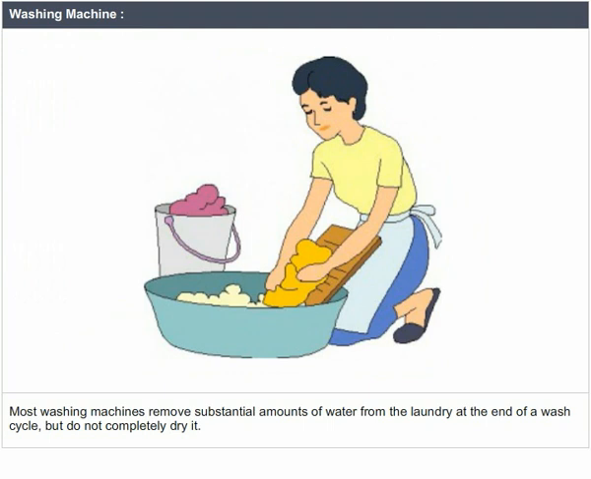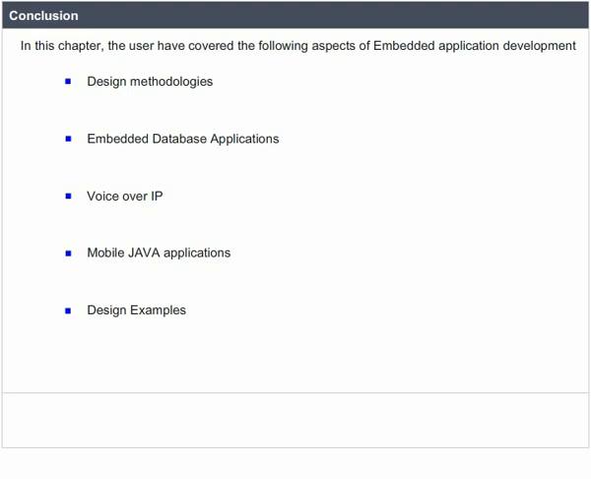Conclusion. In this chapter, the user has covered the following aspects of embedded application development: design methodologies, embedded database applications, voice over IP, mobile Java applications, design examples.